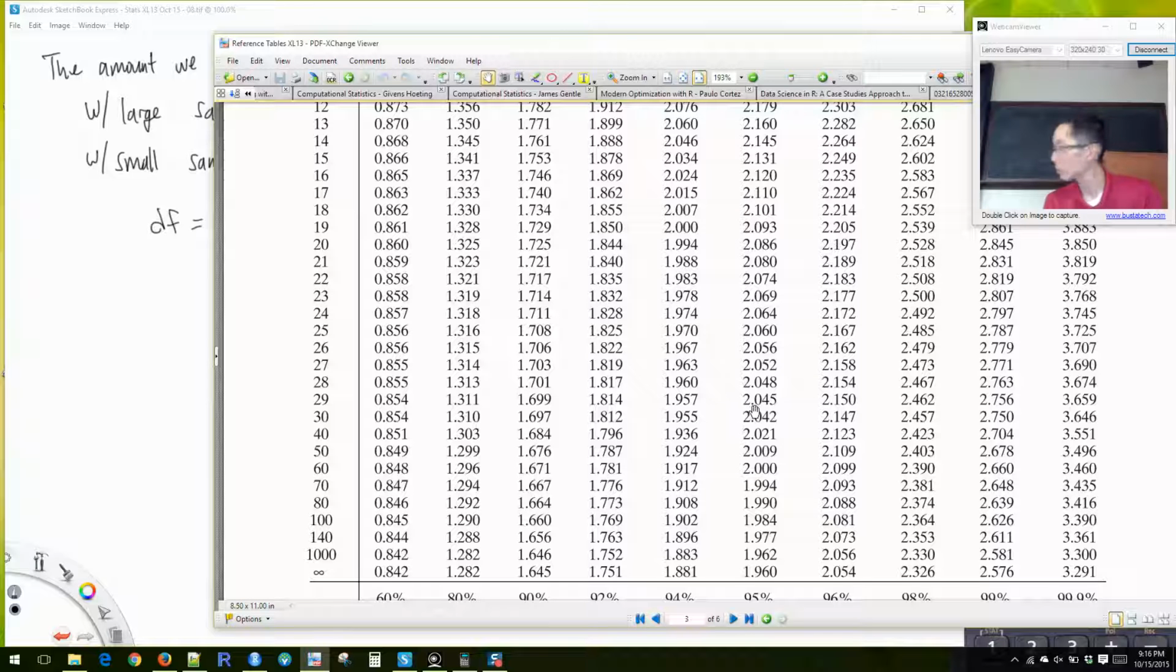Or am I reading this correctly? 29 degrees of freedom? Let me see. Because n is 30, so we have 29 degrees of freedom. Yeah, 2.045. Okay. Is that okay?